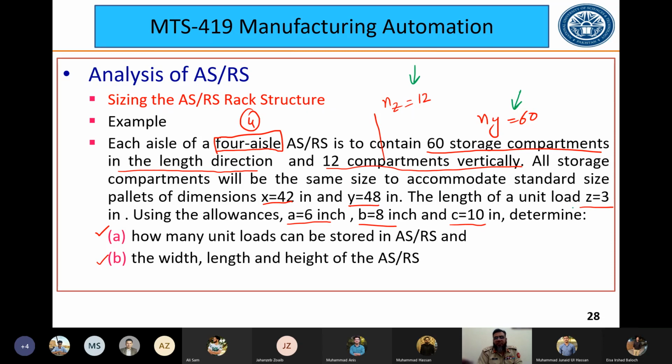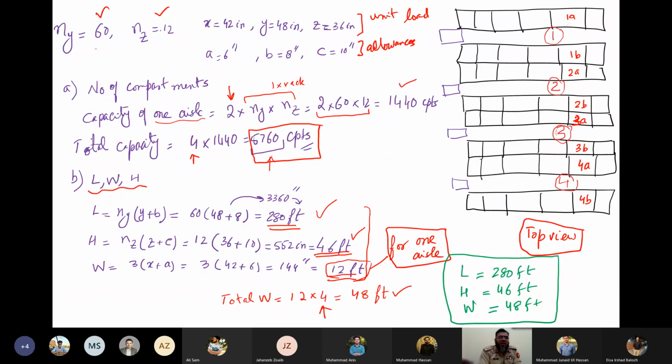आ गया x, y और z. ये तीनों आ गई देखें. x, y and z. Using the allowance भी आ गया a, b and c. Determine how many unit loads can be stored and also calculate the width, length and height of the ASRS. तो सिंपल है. ये देखिए ny NZ ये दोनों आपके पास मौजूद है, 60 and 12. ये यूनिट लोड की डायमेंशन आपके पास मौजूद है x, y और z की. ये अलाउंस आपके पास मौजूद है ABC. सो नंबर ऑफ कंपार्टमेंट्स, आप 1 आइल की कैपेसिटी निकालेंगे 2 into NY and NZ.